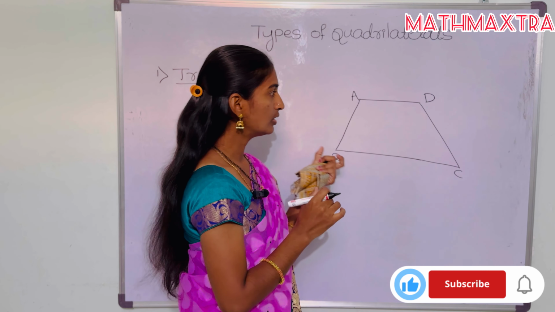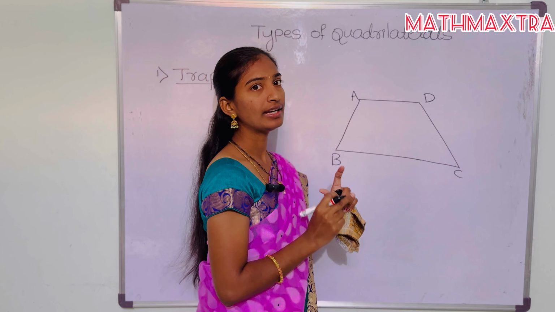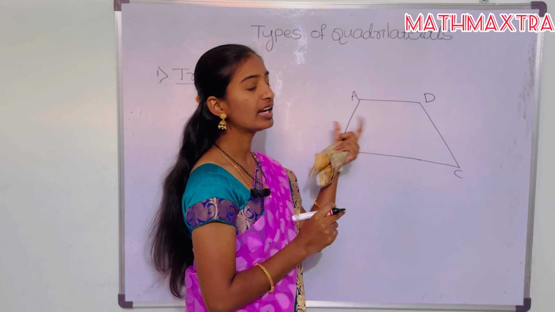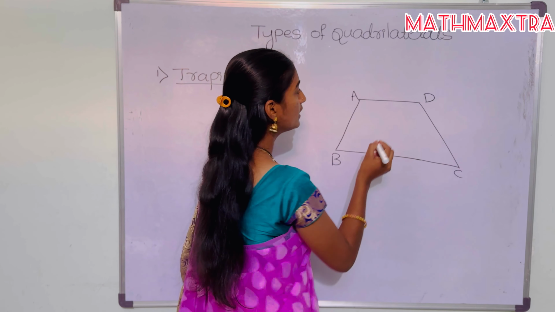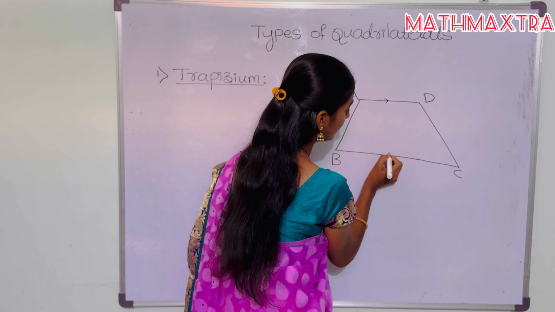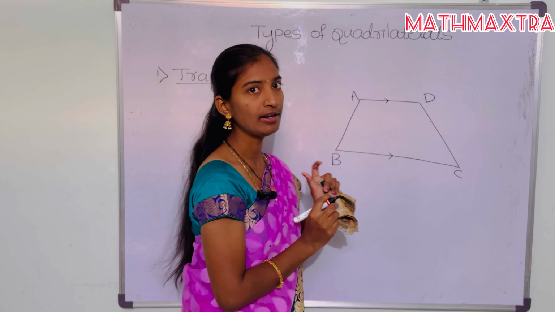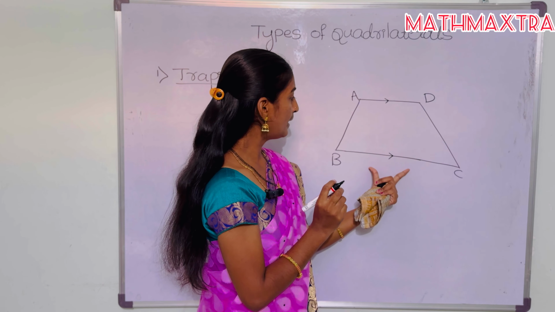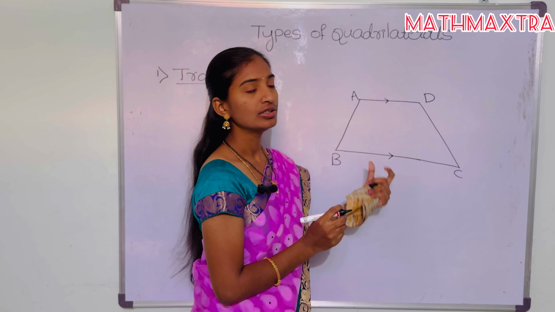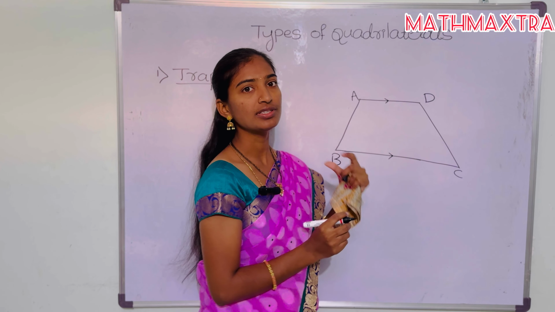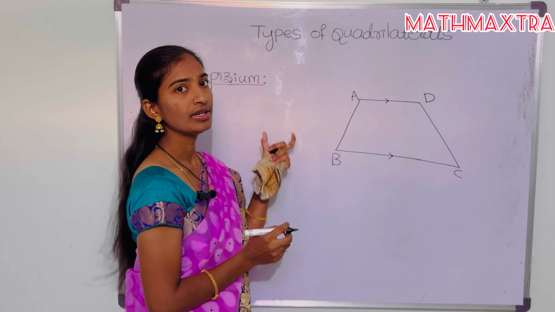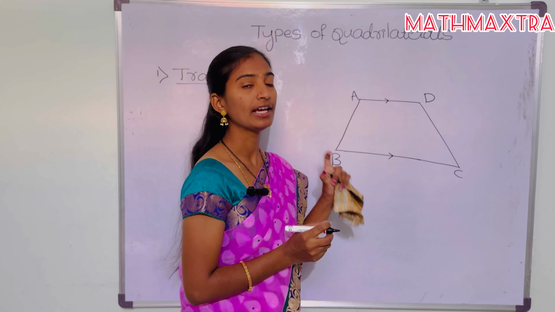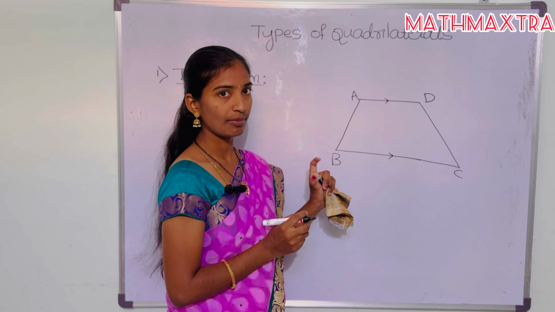So in the two pairs of opposite sides, if at least one pair of opposite sides are parallel, then we can say that this quadrilateral is a trapezium. See, we denote that two sides are parallel with an arrow symbol for those two sides. So BC and AD are parallel. So this is one pair of opposite sides. So what is a trapezium? If one pair of opposite sides are parallel in a quadrilateral, then we can say that quadrilateral is a trapezium.